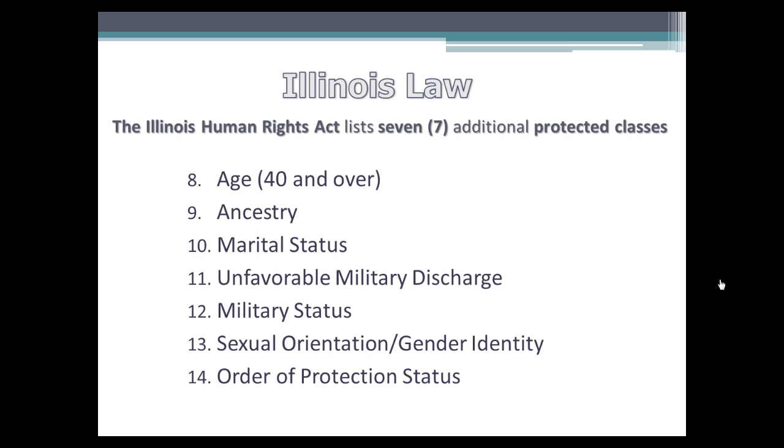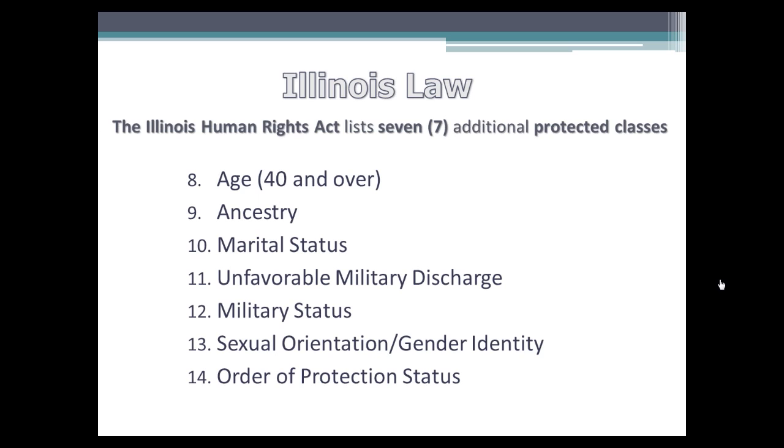Unfavorable military discharge covers people with a discharge from the military that is less than an honorable discharge but is not dishonorable. Military status refers to service members on active duty, as well as veterans and members of the reserves. Sexual orientation covers everyone. A person is either gay, lesbian, bisexual, or straight, heterosexual. This category also covers transgender persons, called gender-related identity, meaning people whose gender identity is not traditionally associated with the sex they were designated at birth.